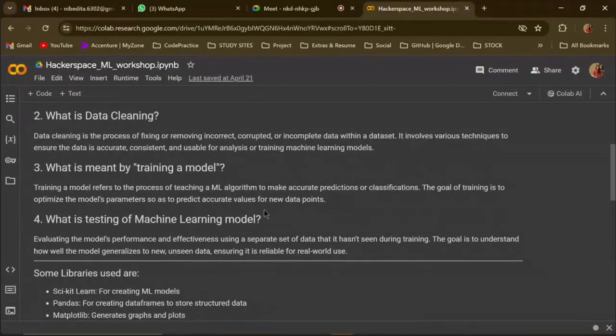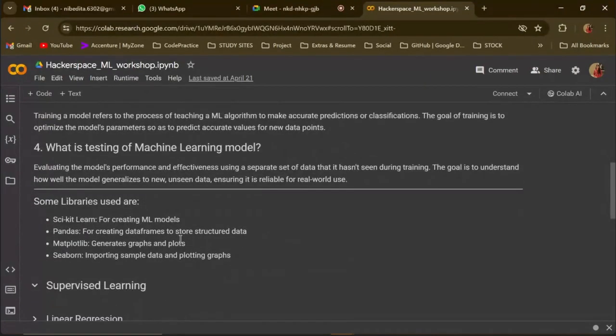Okay. Now, what is meant by training a model? Training a model means teaching the machine learning algorithm to give the accurate output. So how is it done? We iterate. We keep looping over the data, and the model keeps seeing this data again and again to make sure that it does not leave out any details about the data. Testing of data, like I already explained, is to understand the model's performance and effectiveness.